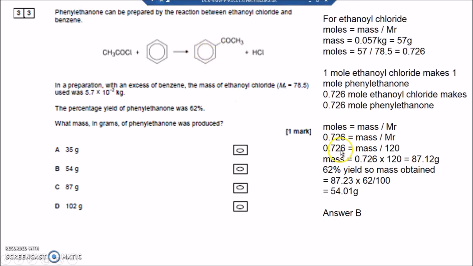So number of moles, 0.726, is mass divided by 120. Multiply the two numbers together. I've got 87.12 grams of phenyl ethanone. That's assuming 100% yield. I've only got a 62% yield, so I multiply by 62 and divide by 100. I've got 54.01 grams. B.